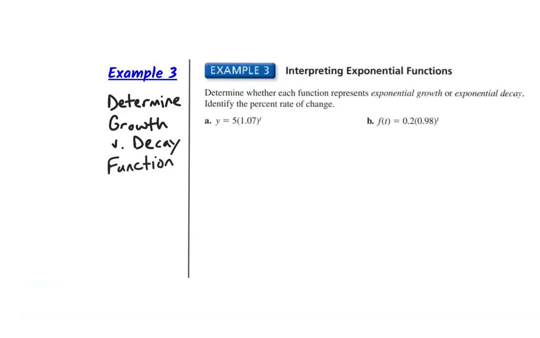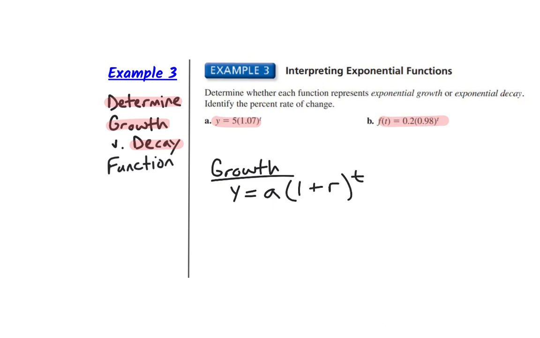Example 3, we again look at determining growth versus decay functions. This time we're not looking at tables, we're instead looking at equations. And so it's important to know the two equations, the growth and the decay function equations. They look like this. I'm just going to write them out really quickly. Growth looked like y equals a times (1 plus r) to the t, and the decay function looked very similar. The only difference was that r wasn't being added to 1, it was being subtracted from 1.